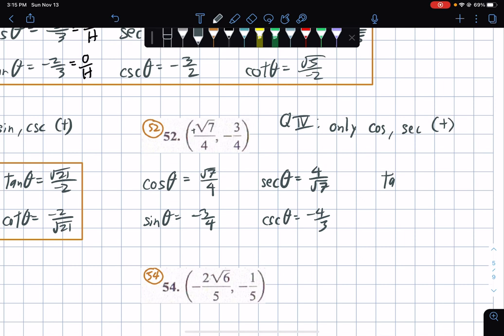Because cosine is a over h, sine is o over h. O is negative 3 and a is square root of 7. So negative 3 over square root of 7 is tangent theta. Cotangent theta is equal to negative square root of 7 over 3. Okay, let's just box the answer again.